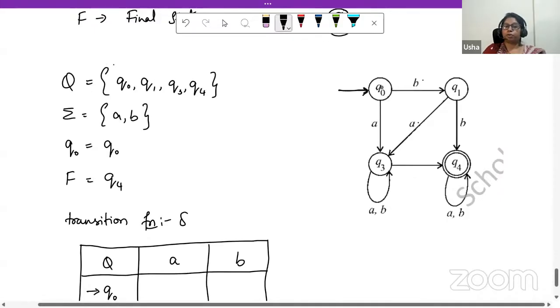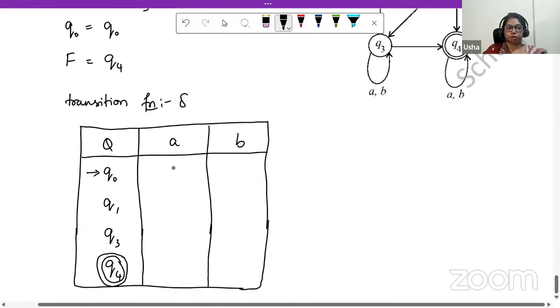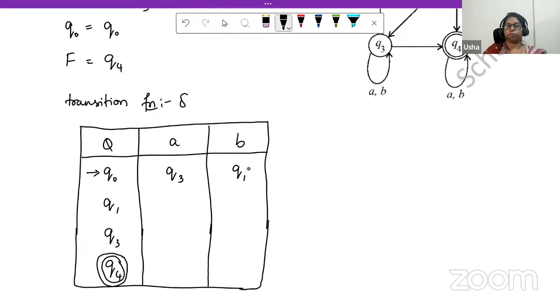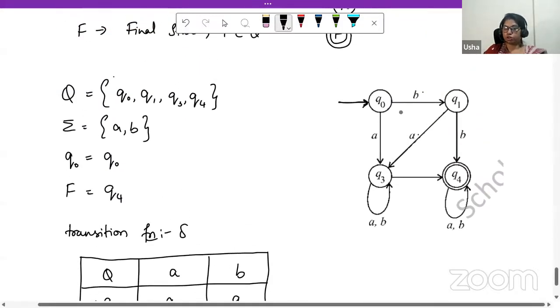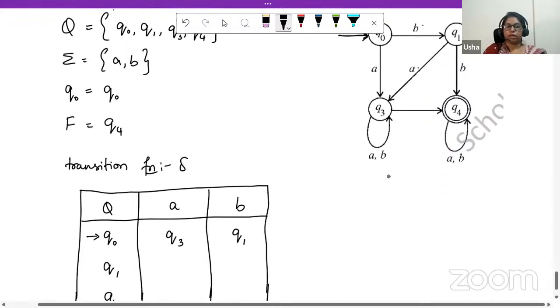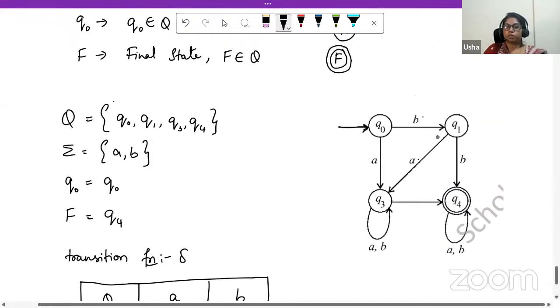Now see, from Q0, if it is A, it goes to Q3. If it is B, it goes to Q1. Okay, B goes to Q1, A goes to Q3. Done. Now from Q1, if it is A, it goes to Q3.